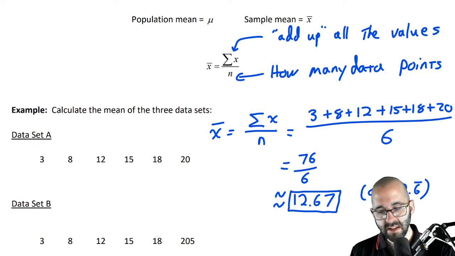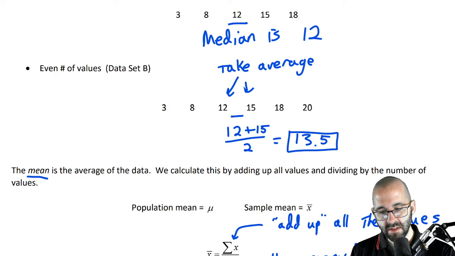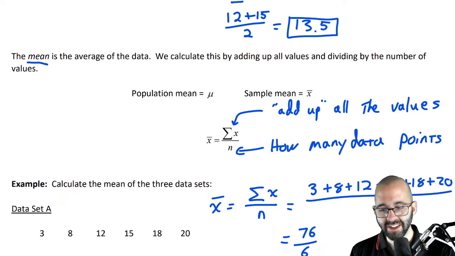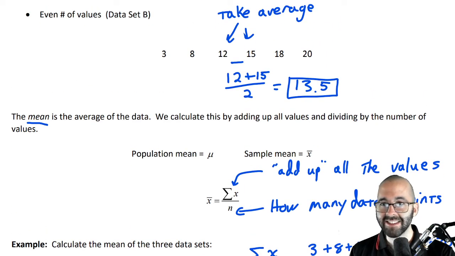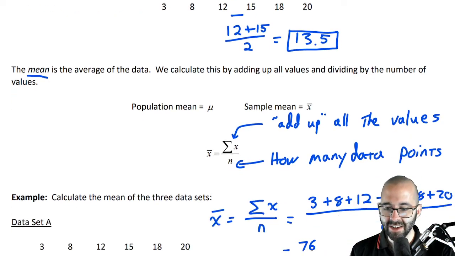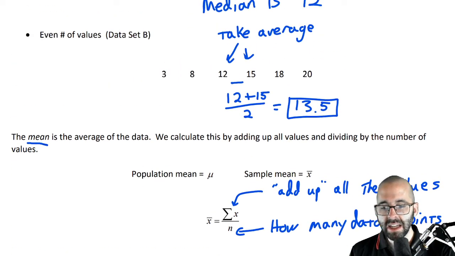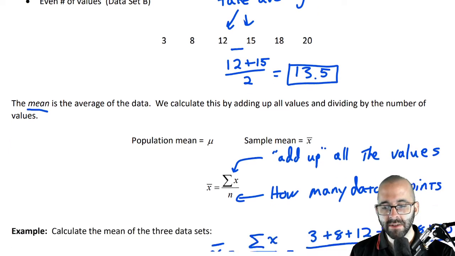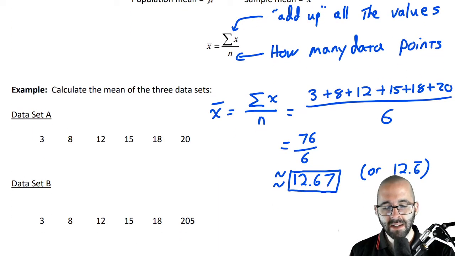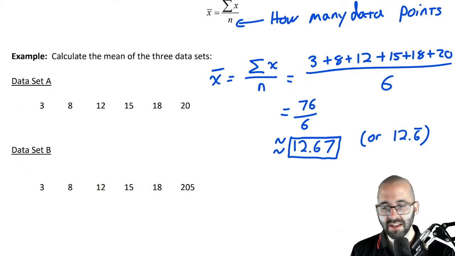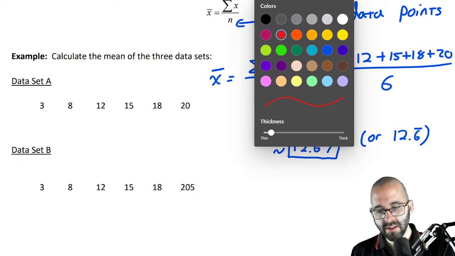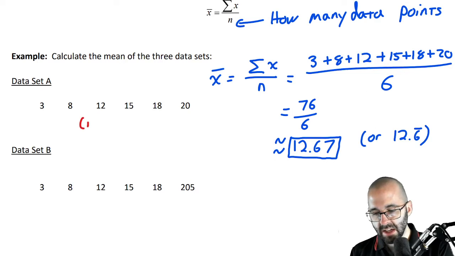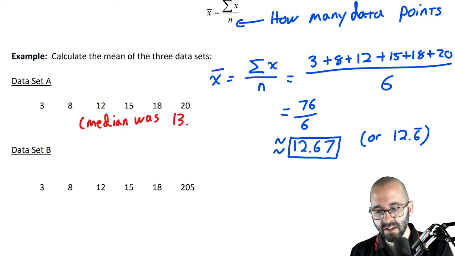Now this is the same data set as data set B up here, 3, 8, 12, 15, 18. The median up here was 13.5. The average, the mean, is 12.67. So in this case, the mean and the median are pretty similar. 13.5, 12.67. Let's remark on that. The median was 13.5 right here.